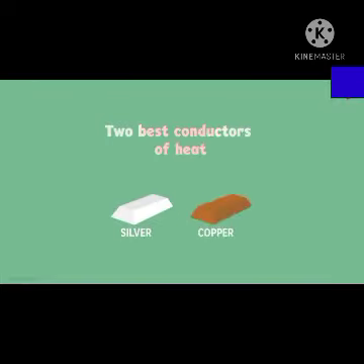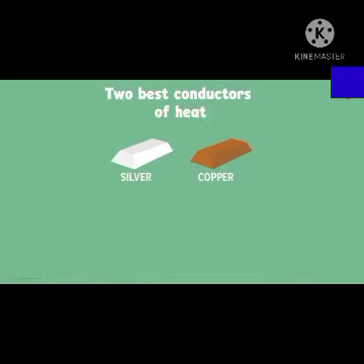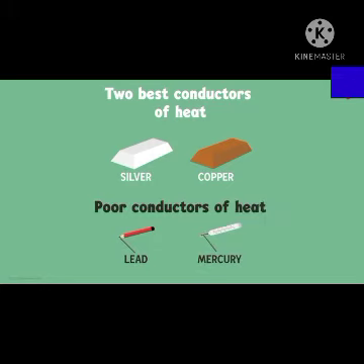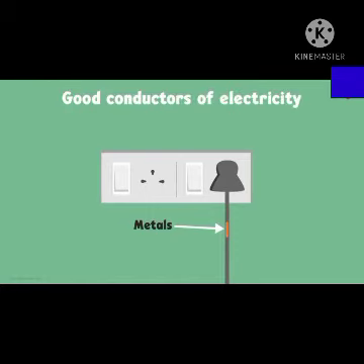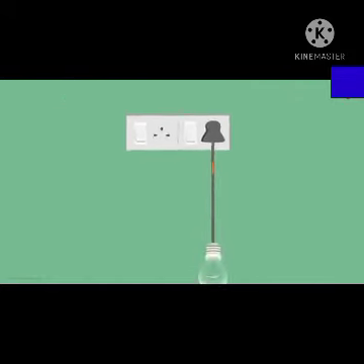They are silver and copper. Two are the metals. Lead and mercury are comparatively poor conductors of heat. Electric wires were also made up of metals, right? Why is that? It's because they are good conductors of electricity too.